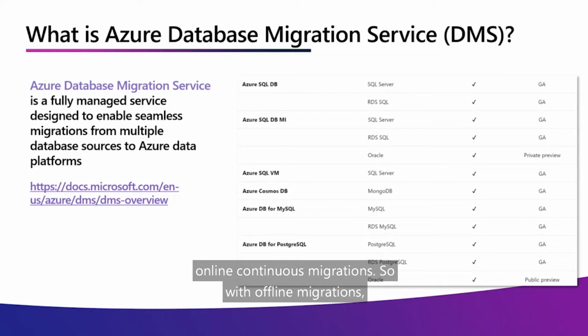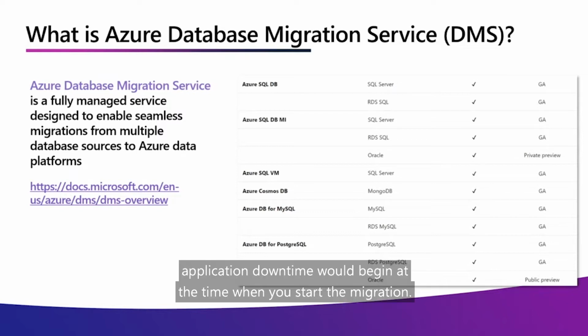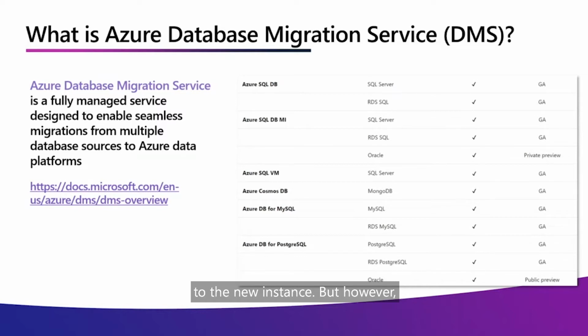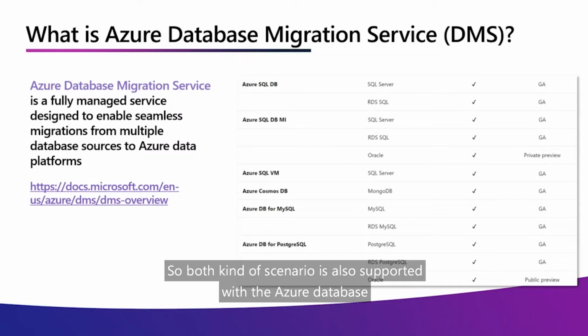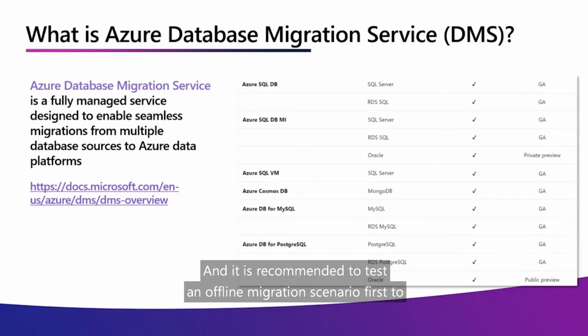With offline migrations, application downtime begins at the time when you start the migration. You will stop everything and wait for the migration to finish and to connect back to the new instance. However, if you want to limit the downtime to the minimum, only until the point where a final cutover is necessary, you may also choose to perform an online and continuous migration. Both kinds of scenarios are supported with the Azure Database Migration Service, and it is recommended to test an offline migration scenario first to determine whether the downtime is acceptable, and if not, then you can go for an online migration instead.